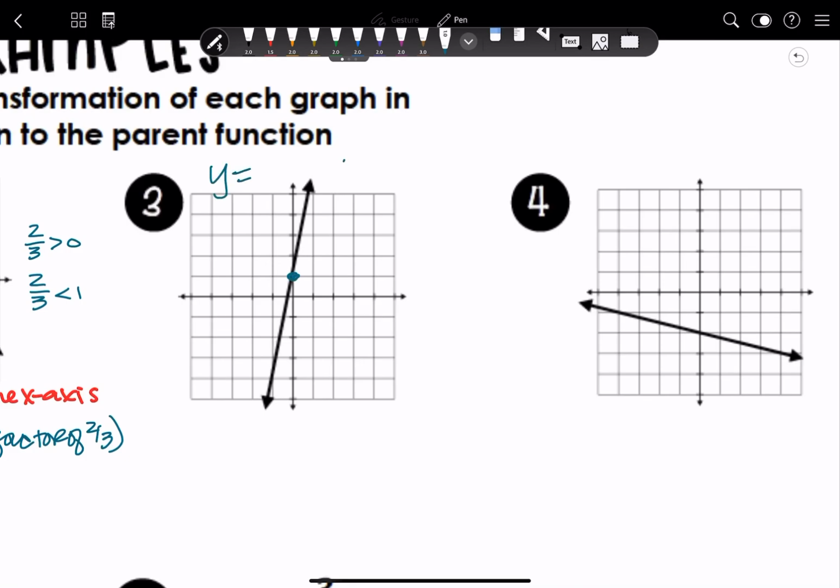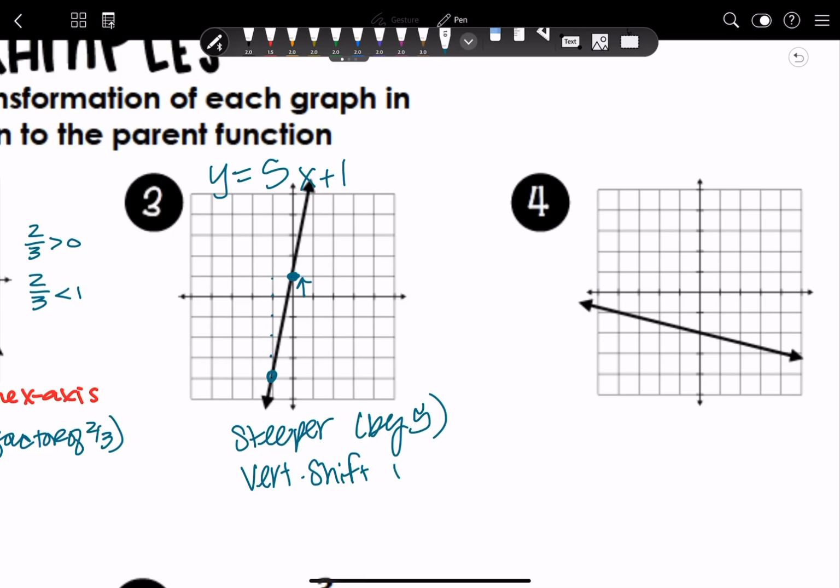Y-intercept for this is 1. My slope for this is 1, 2, 3, 4, 5. Up 5 to the right 1. Because my slope is more than 1, it's going to be steeper. And then because my y-intercept is going up 1 from the origin, we're going to say it's a vertical shift. It's going up 1 unit. And those would be the transformations applied to number 3.